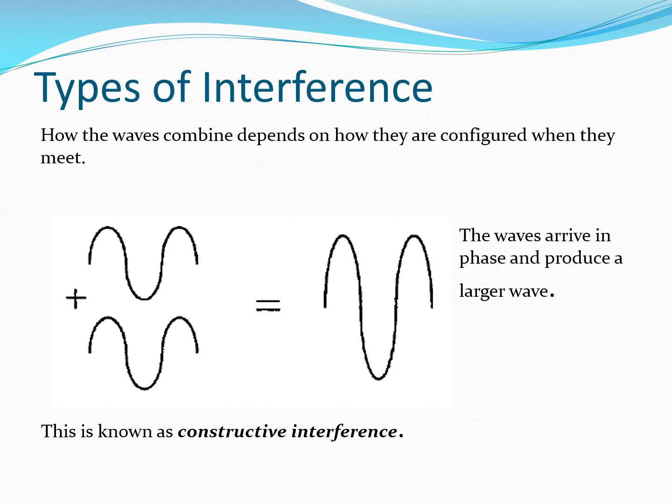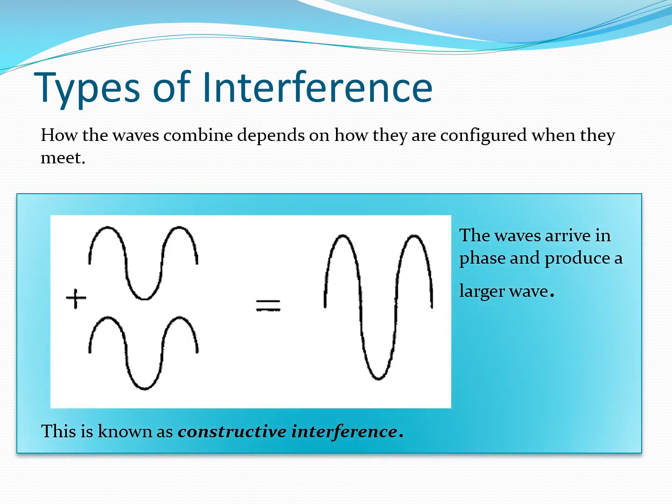Now, if you have two waves that are meeting in phase, these two waves are meeting in phase because their crests match up and their troughs match up, okay? They combine, they just kind of add together, okay? And they make a wave that has, you can think of it as double the amplitude, okay? The same wavelength as the original waves, but double the amplitude, okay?